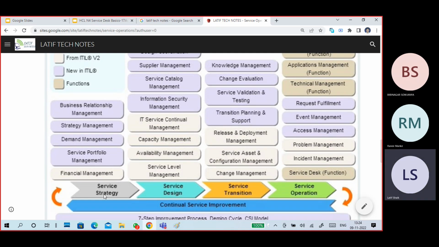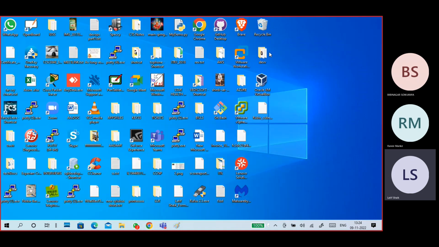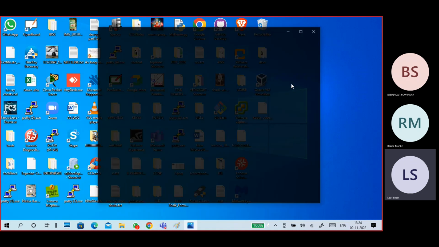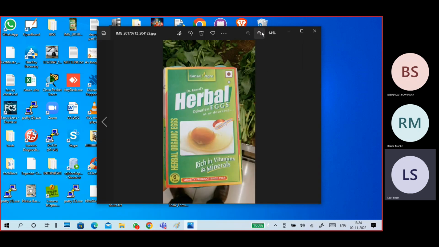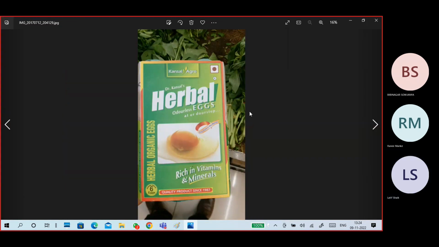Okay. I will show you one picture if possible. You can understand, guys. But for understanding ITIL, we can also do it in a native way of understanding. Can you see this is herbal egg? Okay, it is not a joke, because this is the original picture. I have taken this picture. I am the person who is standing there. Those shoes are my shoes only. This was so many days back. I took it almost in 2017, July 12th. You can see the image date also.